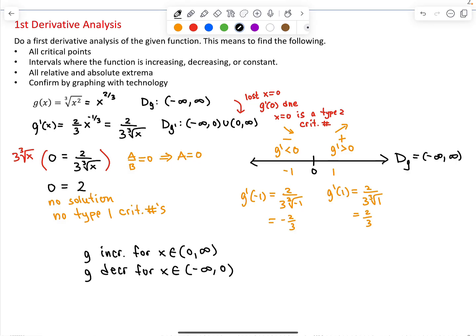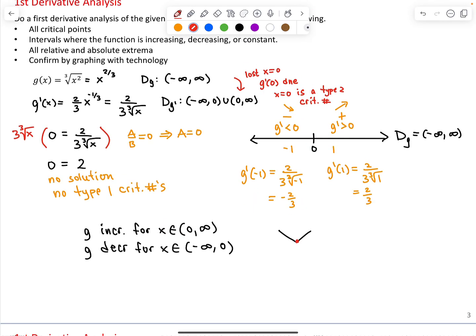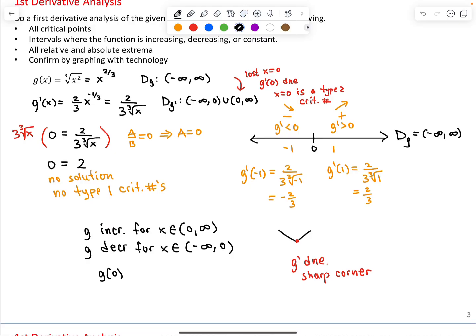We do have a change in monotonicity. The function goes from decreasing to increasing. Furthermore, the change happens at a location where g prime does not exist. Likely this is due to the presence of a sharp corner. Let's go ahead and find the actual coordinates of this point by plugging 0 into the original function.